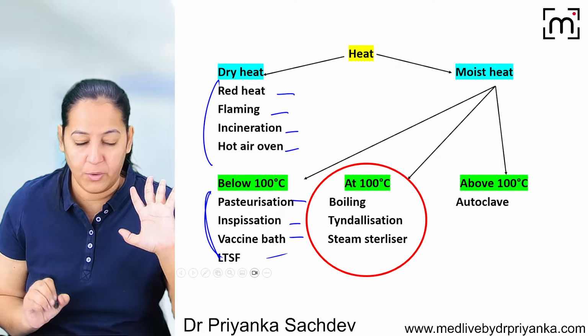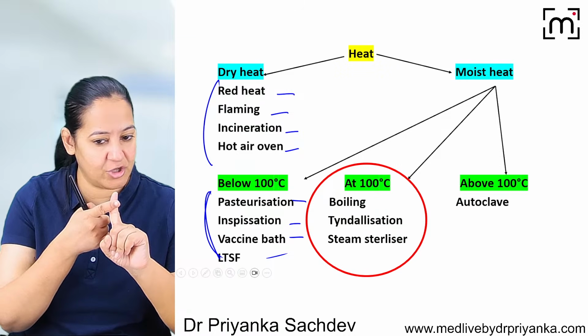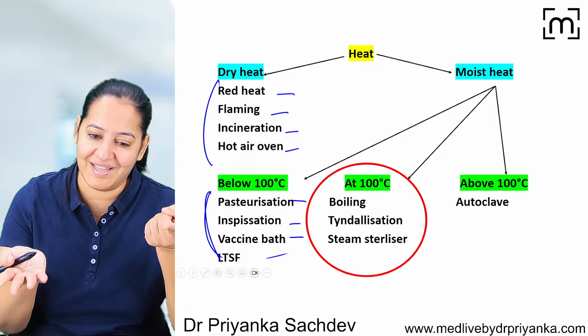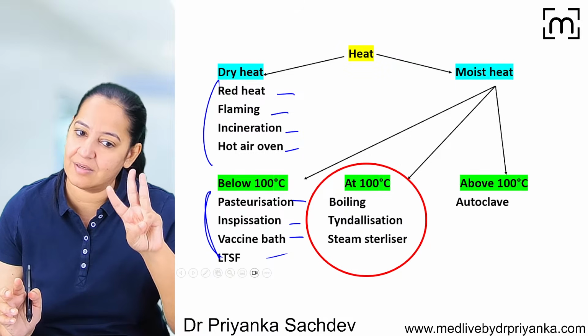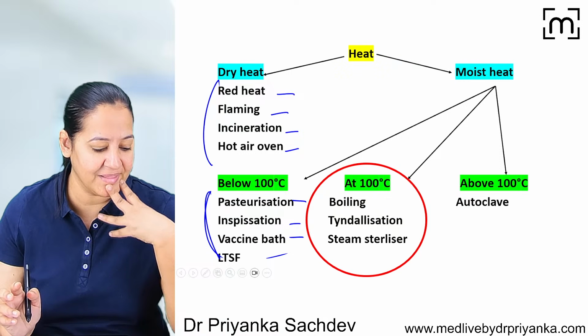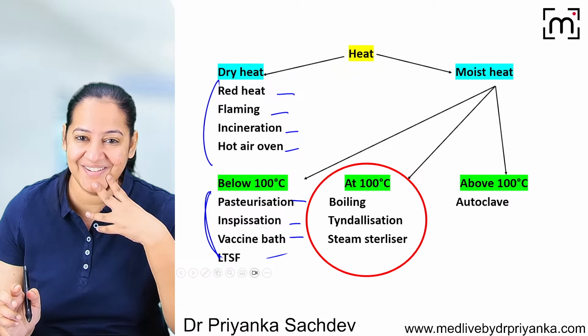Just enumerate the uses and see the diagram. You can get three types of question. Either an image-based question, where they give you a diagram and ask you which method it is or its uses. The second is the uses, and the third is the principle of each of them. Okay, got my point? Can we go ahead?